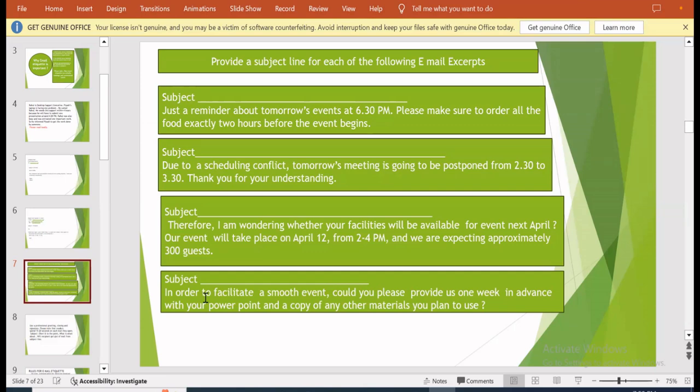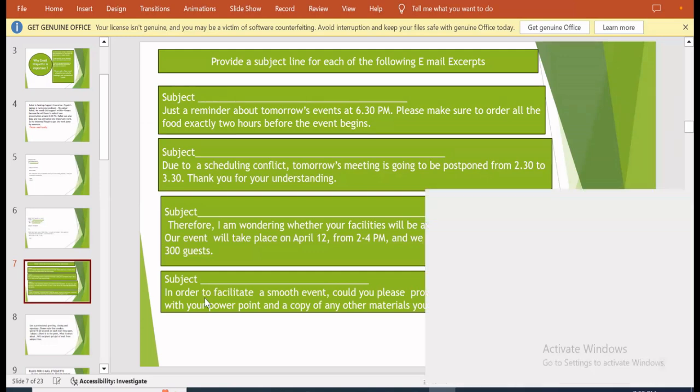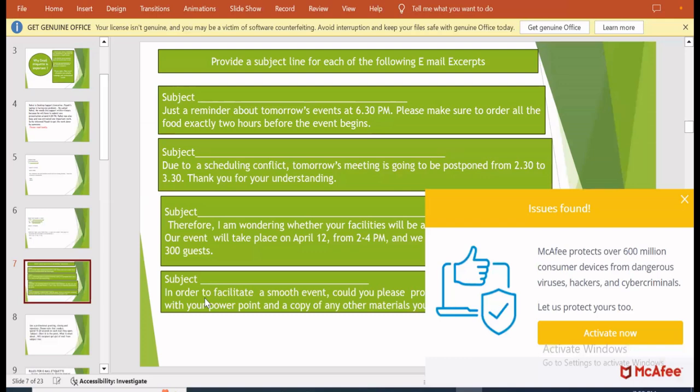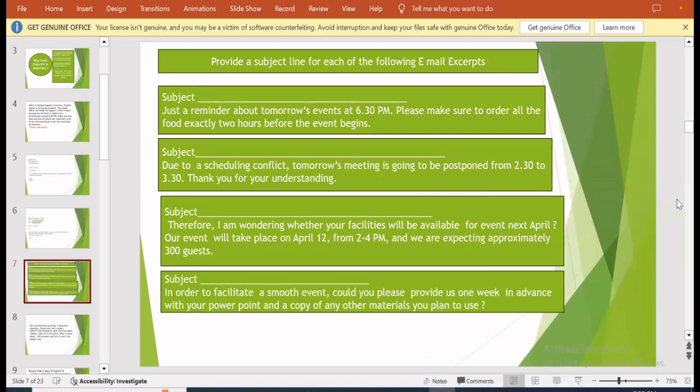"Due to a scheduling conflict, tomorrow's meeting is going to be postponed from 2:30 to 3:30. Thank you for your understanding." What should be the subject? Meeting postponed due to scheduling conflict. Reminder regarding tomorrow's meeting postponed. Rescheduling the meeting. Meeting rescheduling request. Rescheduling of business meeting. New time for upcoming meeting, and mention the time.